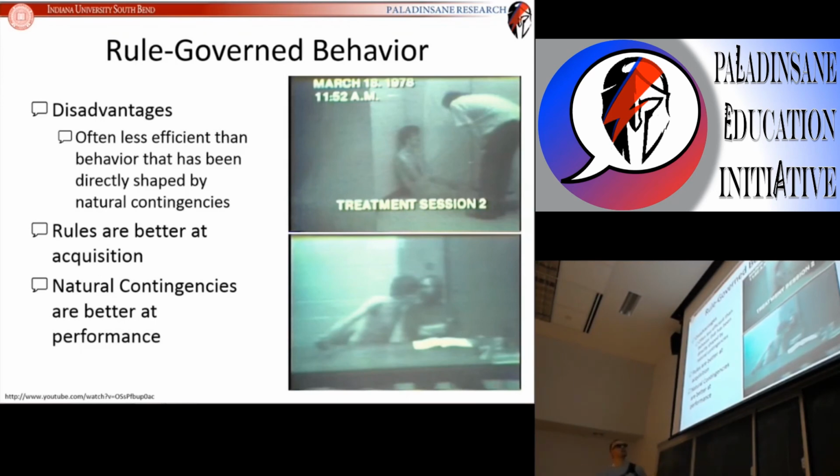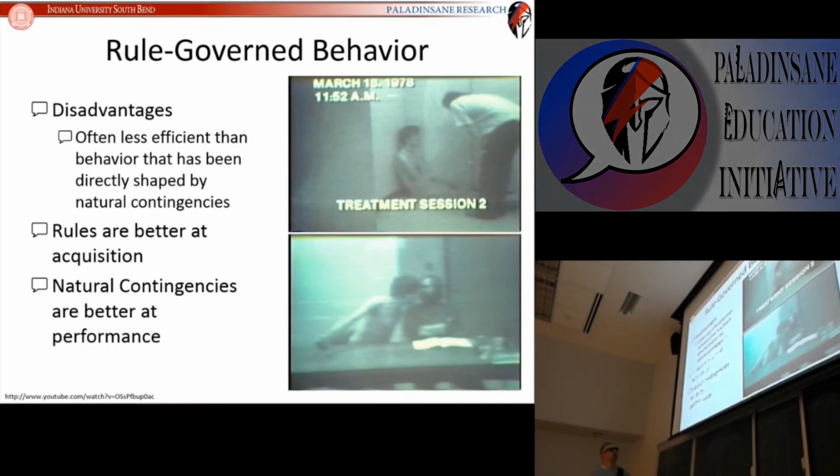And those natural contingencies are better at actually putting into place performance. So this is why oftentimes you actually have to do the things, because the natural contingencies that are in place for doing things are better at making that performance aspect of it, whereas the rules are great at acquisition. So I don't want to throw out rules en masse. They're great at acquiring those skills, but you actually have to go out and perform them and let those natural contingencies work in order to become good at actually doing the skills. All right, and so any questions on that?